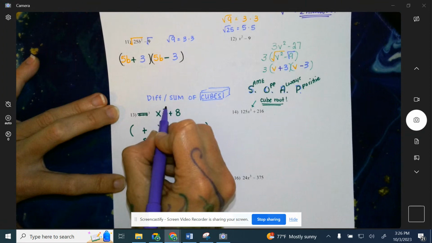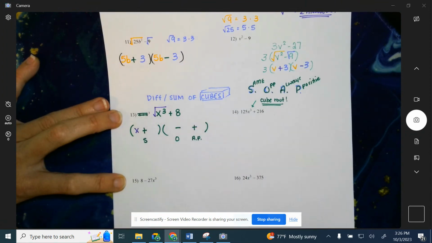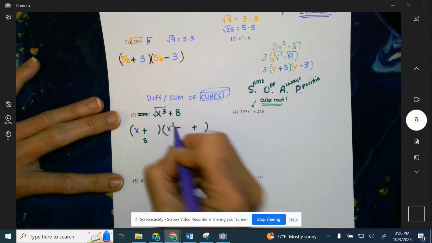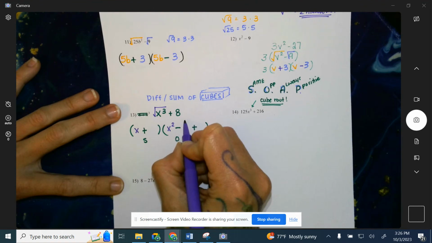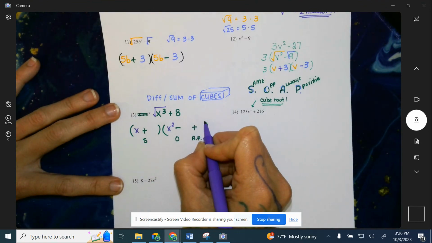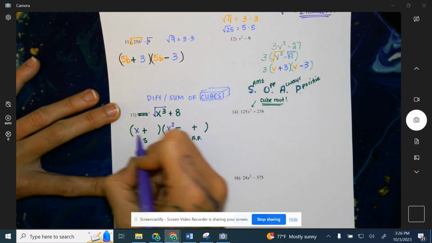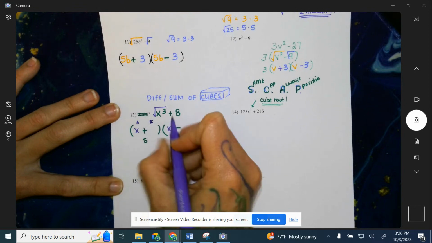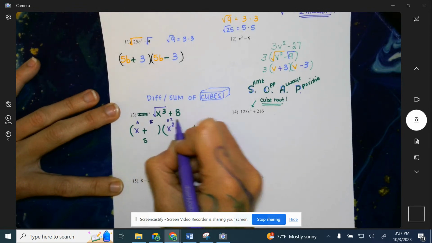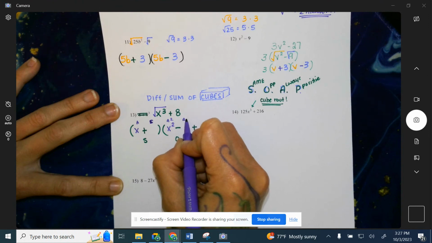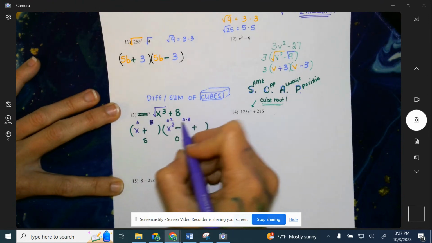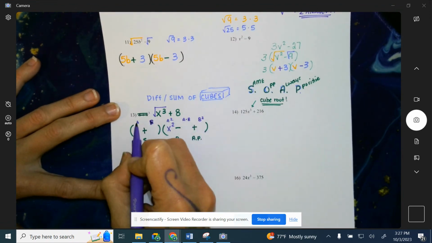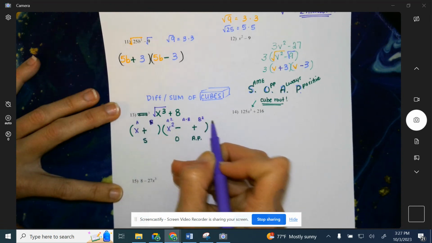Now we're going to take the cube root of x cubed, and that's going to give me x. And then we're going to put x squared here. This is going to be our a times x, and this is going to be our a times b. This is a, this is b, this is c. A squared, a times b, b squared. So I guess that would be the other pattern we have to memorize.